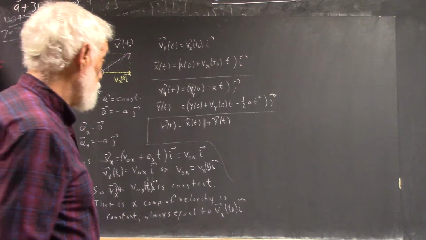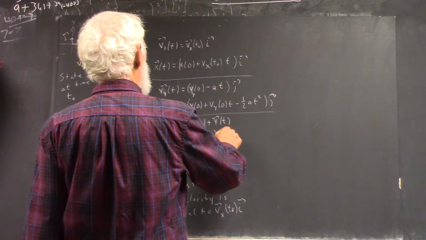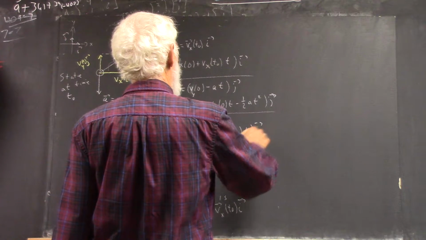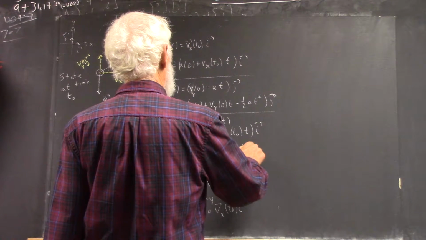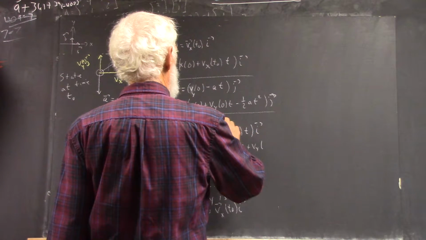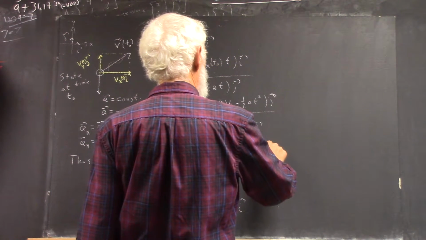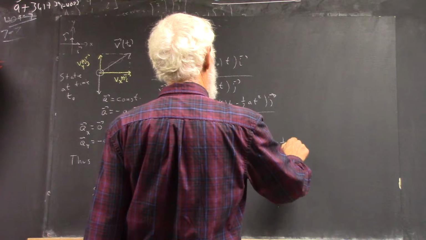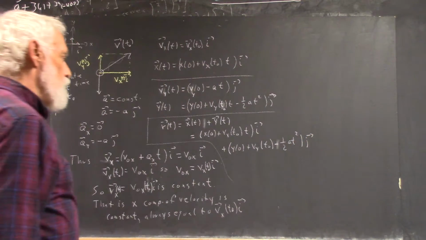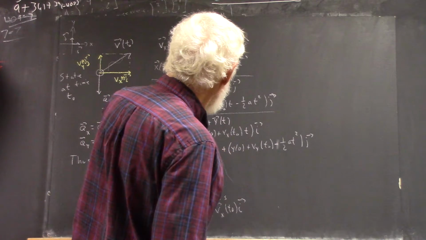Okay? R of t is x of t i plus y of t j. What does that equal? X of 0 plus Vx of 0 t times i, plus y of 0 plus Vy of 0 t minus 1/2 a t squared times j, and I made this t naught, right? Okay? That would be your position function. Okay?